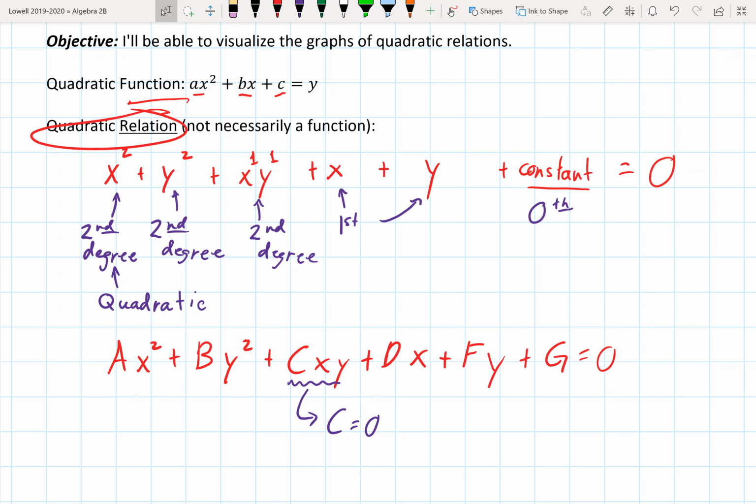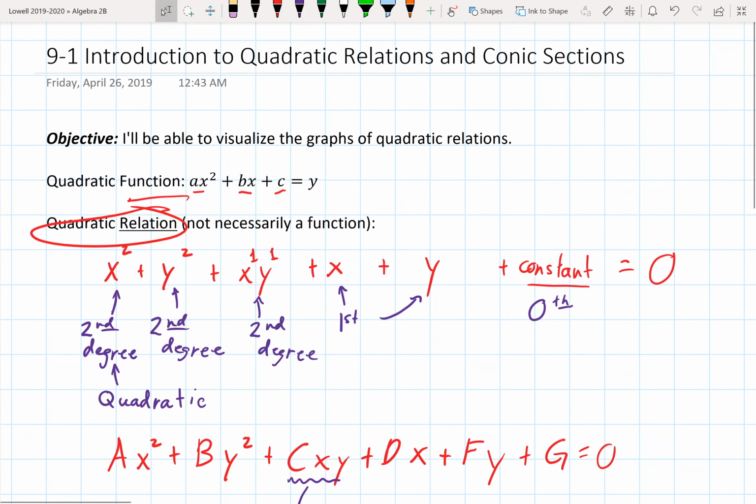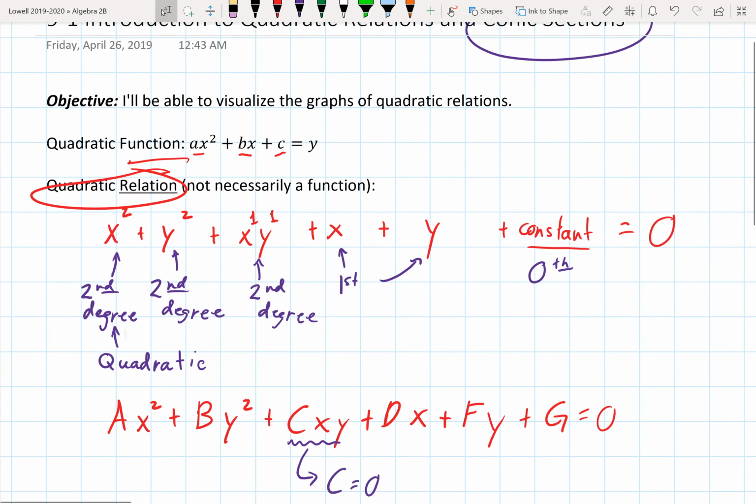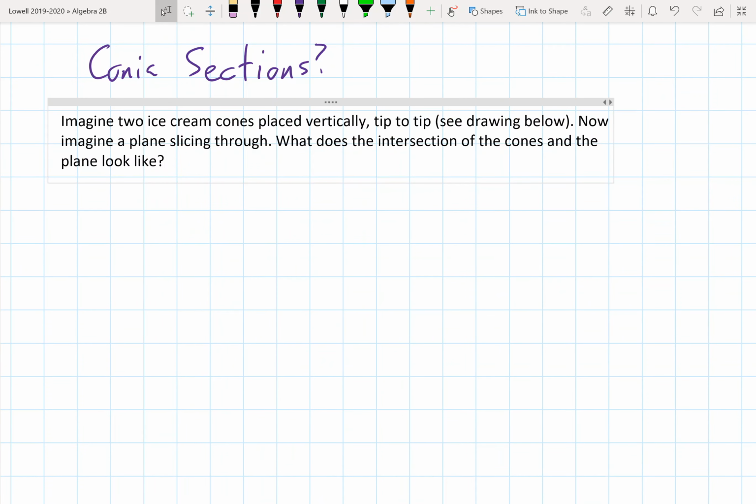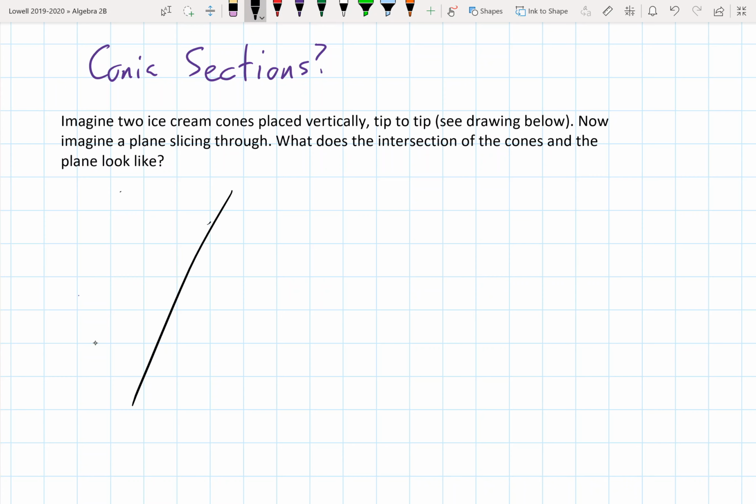So the question now is, okay, these are quadratic relations, or the equations of quadratic relations. How does that relate to this idea of conic sections I've mentioned at the beginning of the video? So what do we mean by conic sections? To think about this, I want to give you a task. And that task is to pretend that you have 2 ice cream cones and they're symmetric, and you put them tip to tip, one right above the other. So I'll try to draw this. I did find a nice handy website to help us visualize, but I can't pass up a drawing challenge.